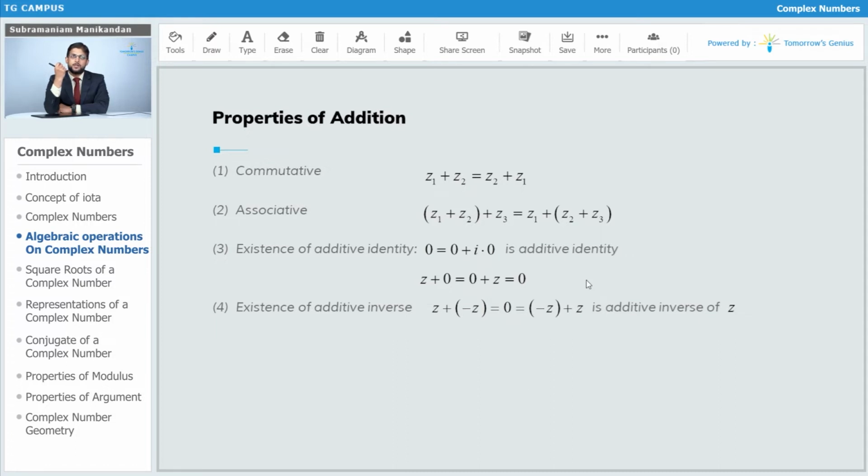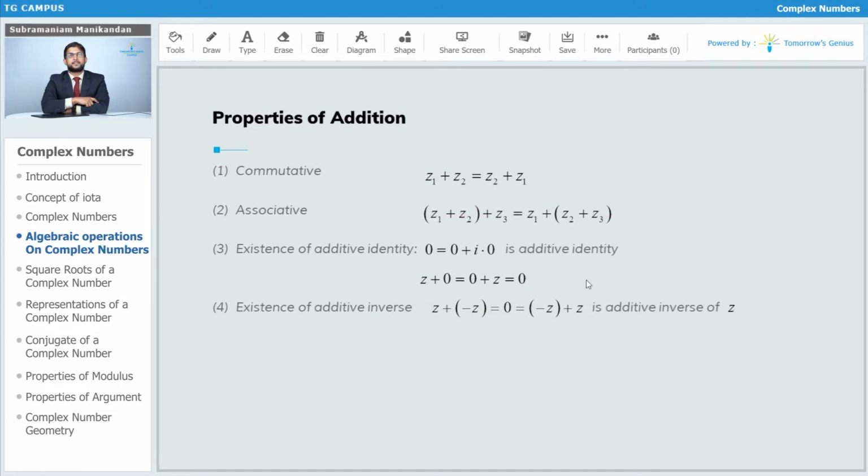Complex number addition is commutative. So z1 plus z2 and z2 plus z1 are both the same complex number. They are associative. So if I have at least three numbers, and I add the sum of z1 and z2 to z3, that gives me the same complex number as if I have added the complex numbers z2 and z3 first and added the result to the complex number z1. Okay, so that's the associative property of addition of complex numbers.